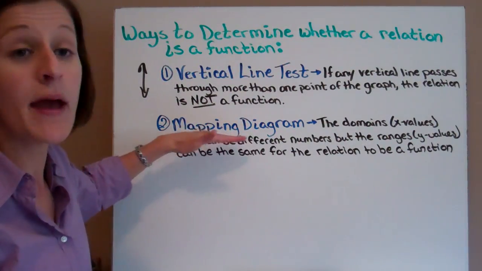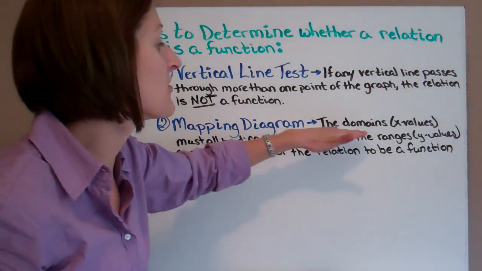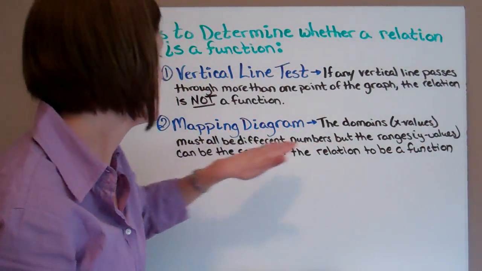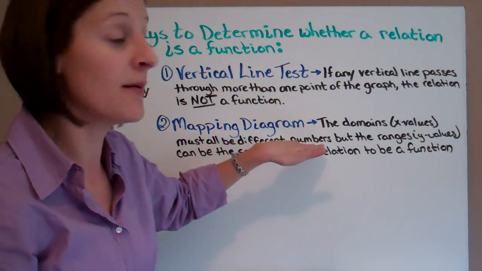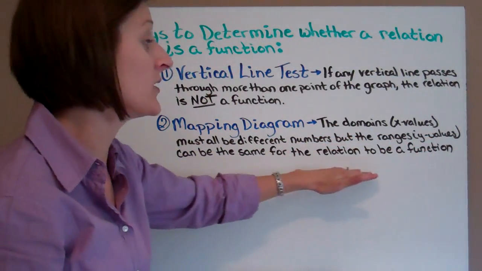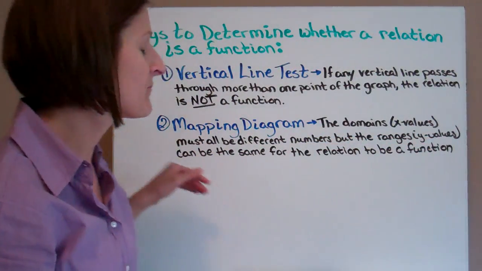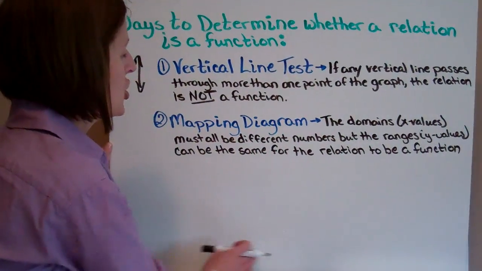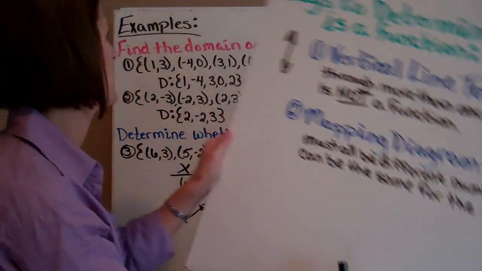Now the second way is a mapping diagram. This is where the domain values, which are, remember, x values, must all be different numbers, but the range values, or the y values, can be the same for the relation to be a function. Okay, let's look at actually doing the mapping diagrams and vertical line tests.